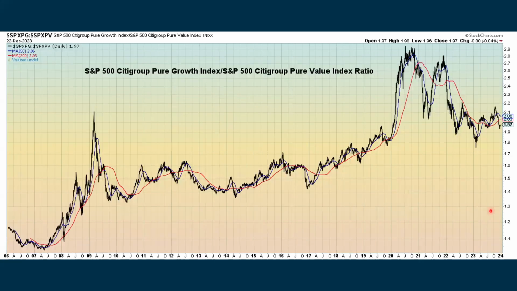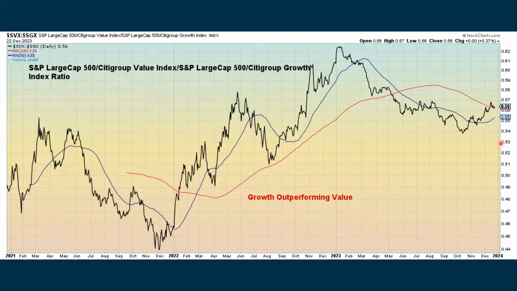This is the peer growth to value index longer term, showing that we're still in an uptrend, but it has been declining. And this is looking at value to growth, also showing that value has been showing some improvement, even though it has been underperforming. We want to keep an eye on this.